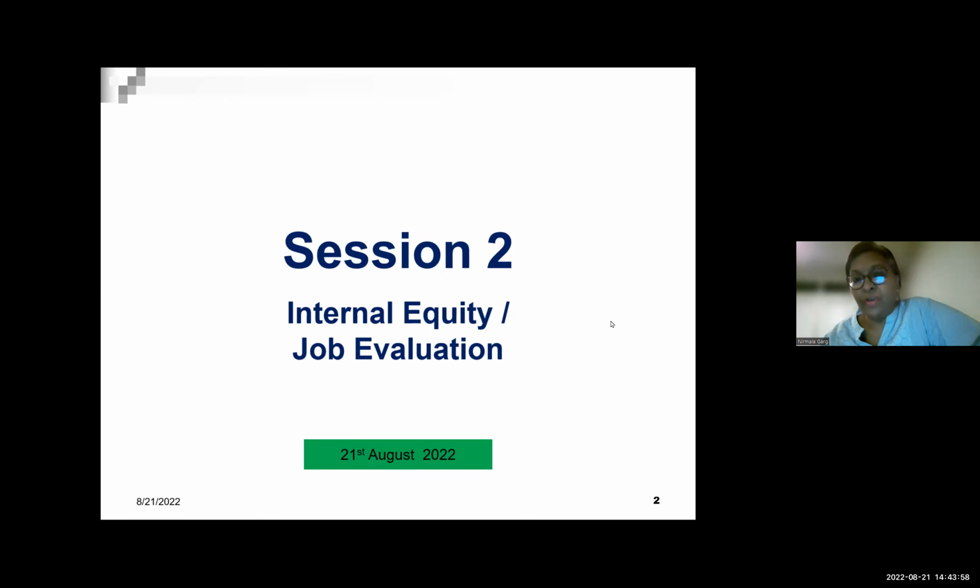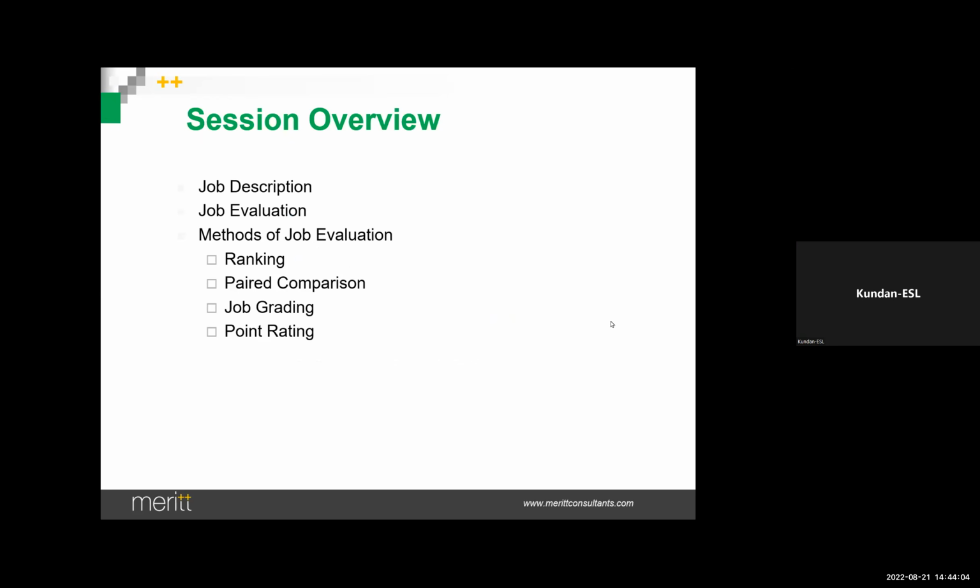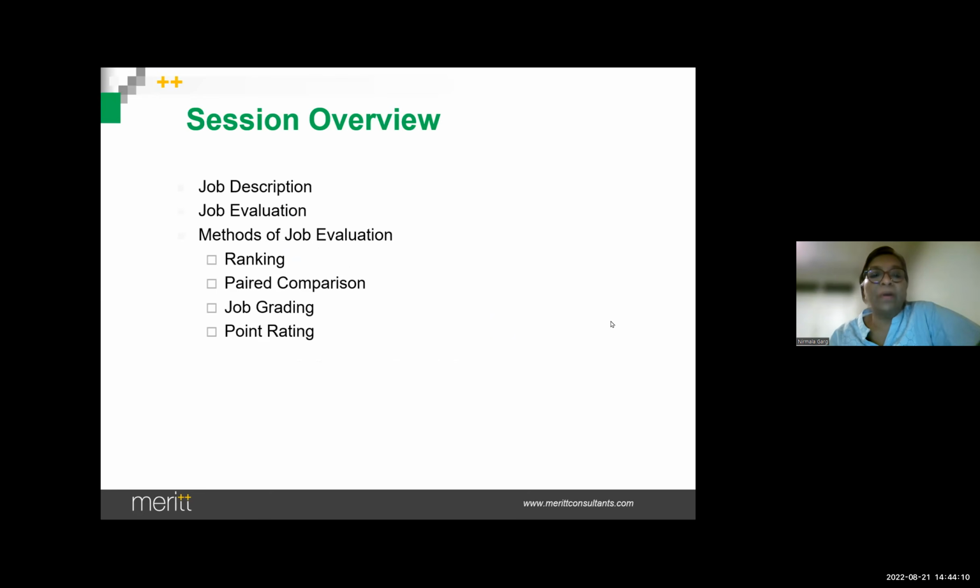Job evaluation. In this session, we are going to learn about job evaluation and two methods in detail where you will actually be doing work, that is job grading and point rating.